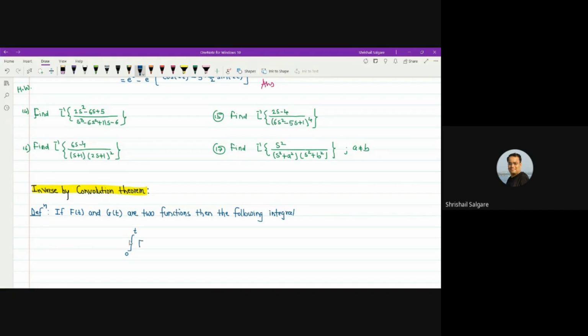Definite integrals are independent of the parameter. Here I am writing f of u into g of t minus u du, okay? G of t minus u du is, sorry, is called convolution of the two functions. What are the functions? First one is f of t and second one is g of t. So again and again I'm telling, definite integrals are independent of the parameter.